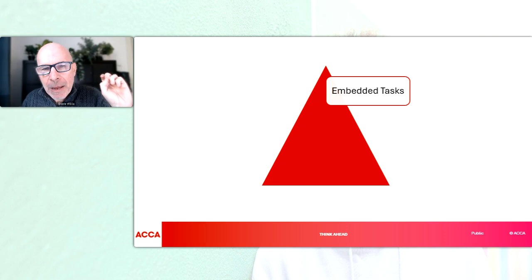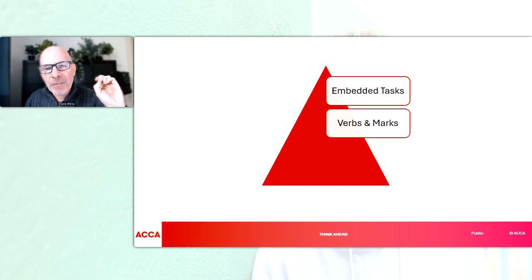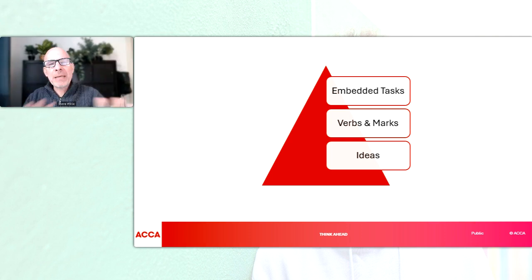The first step to setting a structure is to find the embedded tasks. This is an idiosyncrasy of APM, and it's different from SBL and other papers. I'm going to show you what this is all about shortly. The second piece of the puzzle is finding the verbs and the marks. You can only do this after you have found the embedded tasks. Once you know the verb, once you know the task, you now have your instructions clarified from the CEO or the leadership of the company. Then you can get to developing your ideas.